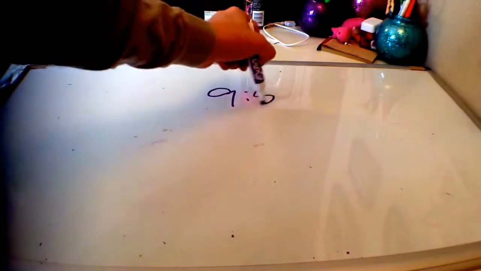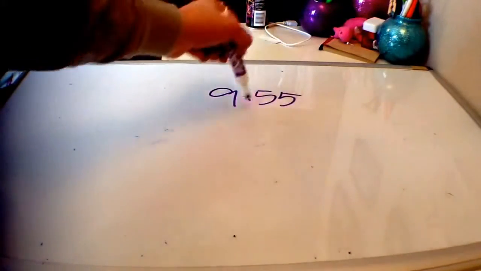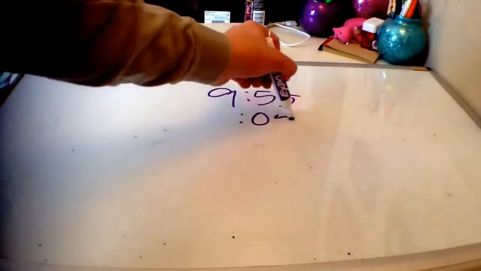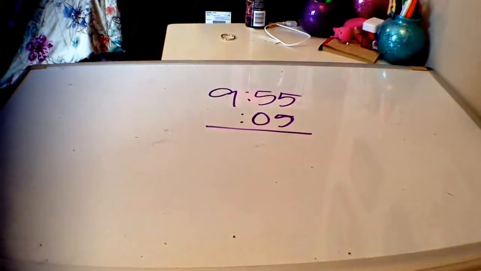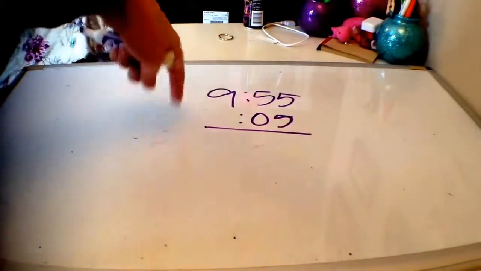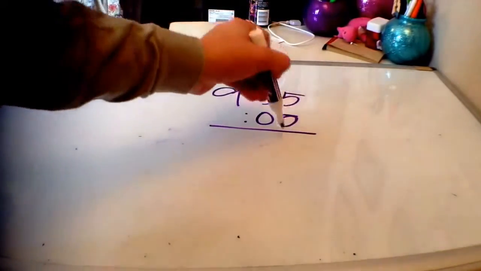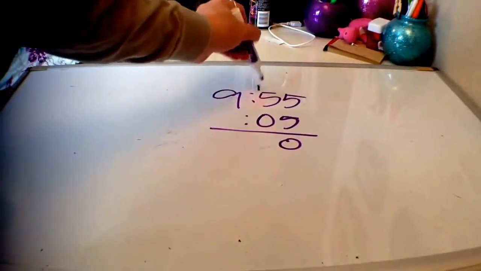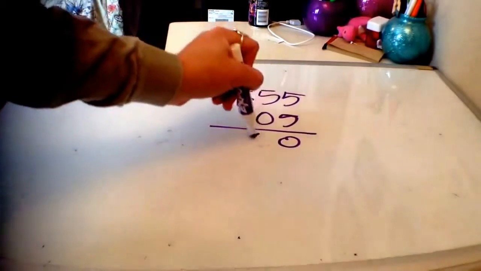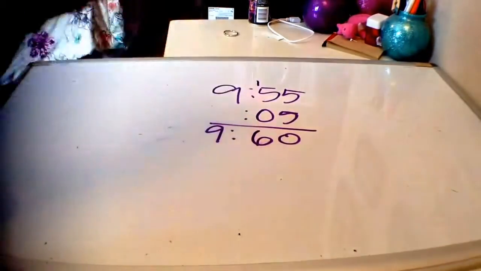So for example, say the time is 9:55 and we want to add 5 minutes. If we were to add this like a normal problem, we would do 5 plus 5, getting 10, regrouping the 1, 5 plus 1 is 6, and we would get that it was 9:60.